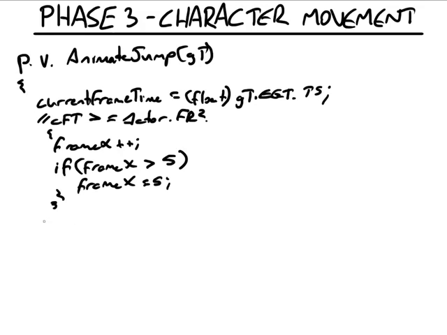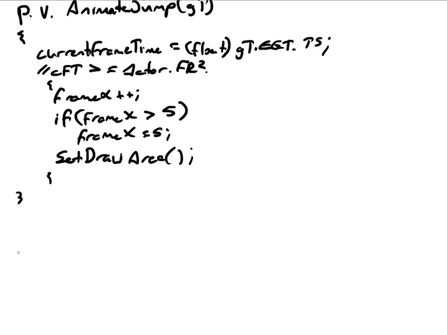And then we need to set draw area. Well, I guess we should put draw area back up here. Set draw area, if we've just changed frames, and that'll finish you. Okay, that's our animating the jump done. So let's take a look at our animating of the walk. This one's going to be a little different to the other two. Private void animate walking.